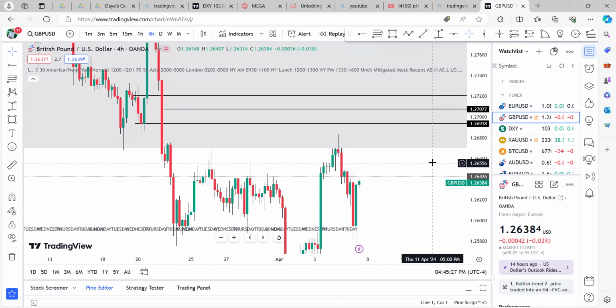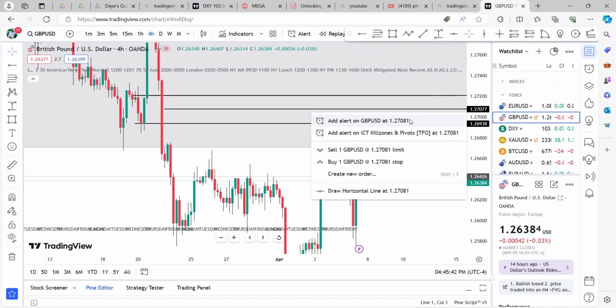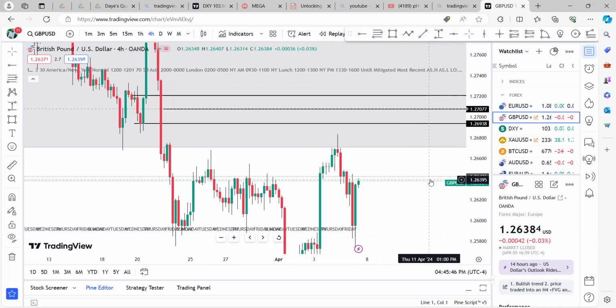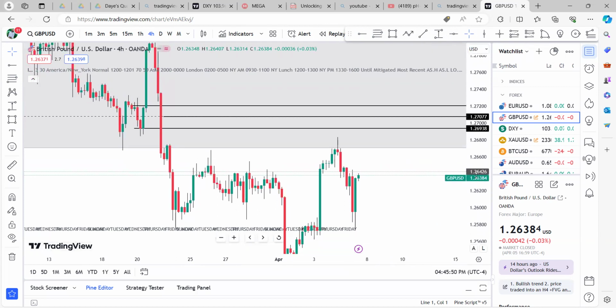Okay, that is also a very, very key level over here, key level here to 1.270. Very, very key level. So I want to put an alert here so that when price trades to that level, I will receive an alert. So what are we expecting?